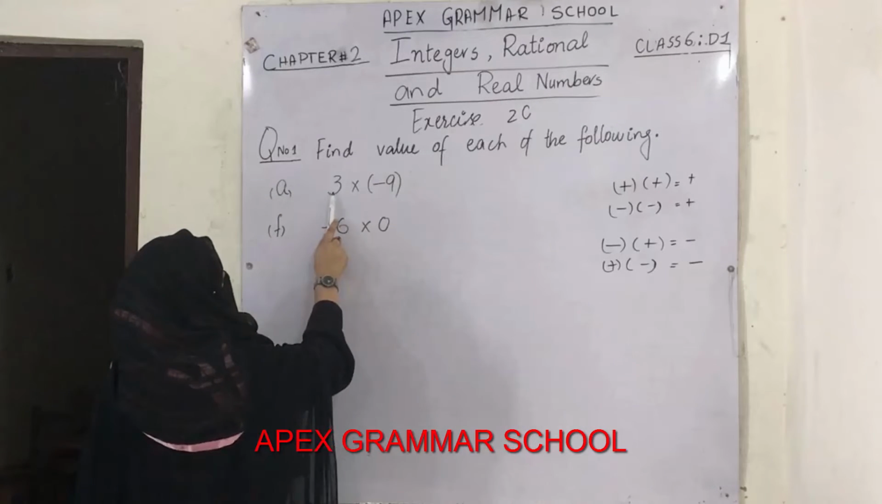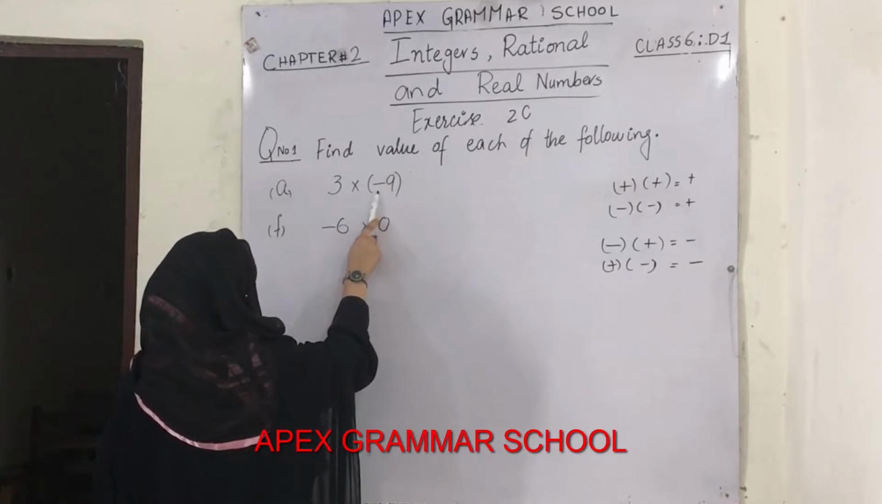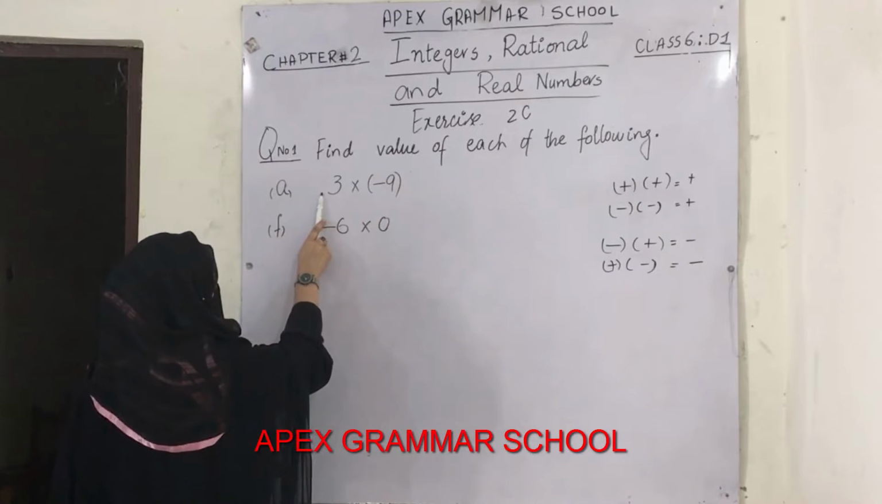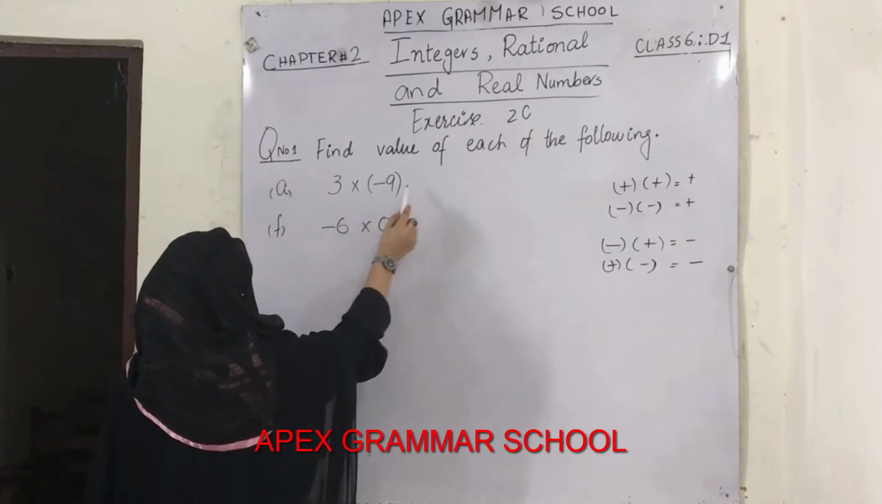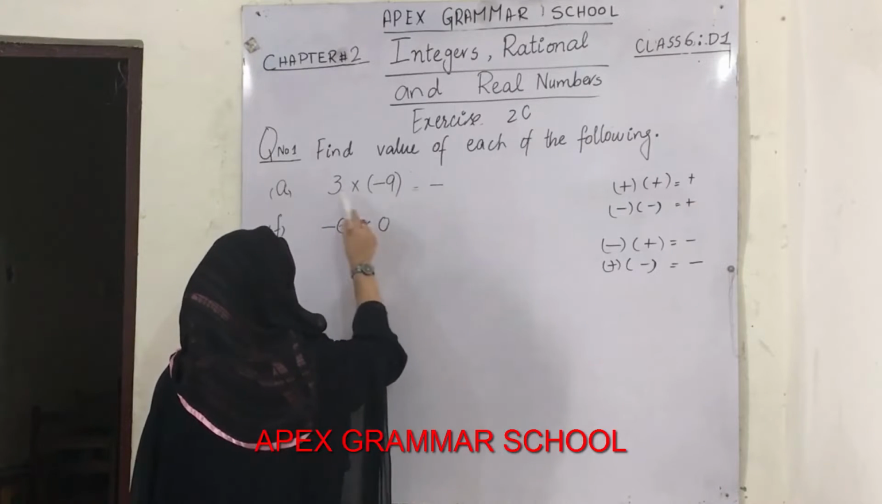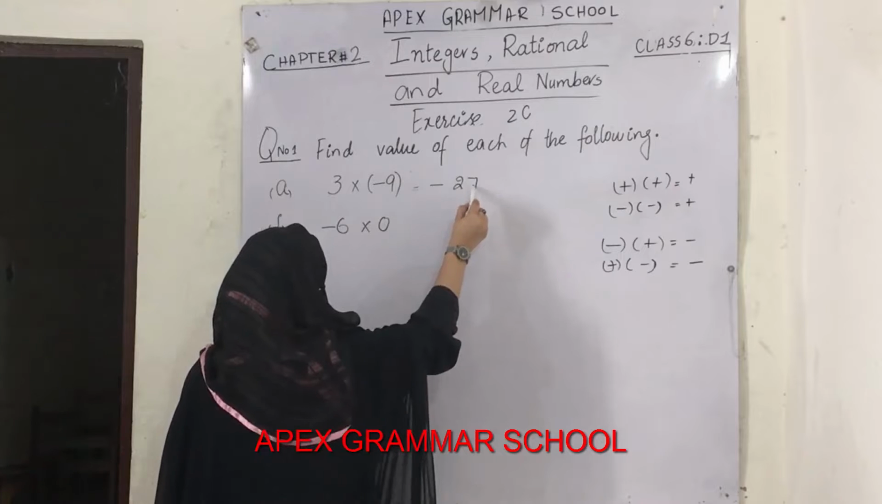A part, 3 multiplied by minus 9. As 3 is not having any sign with it, which means it is a positive number. So plus and minus gives you minus, and 3 nines are 27.